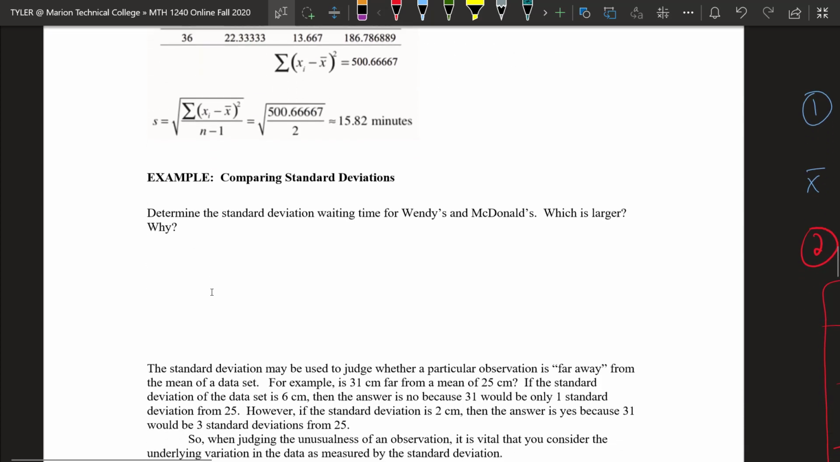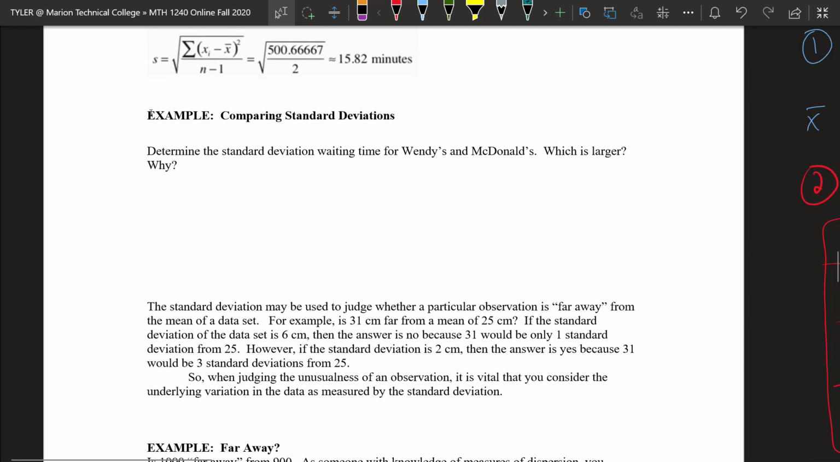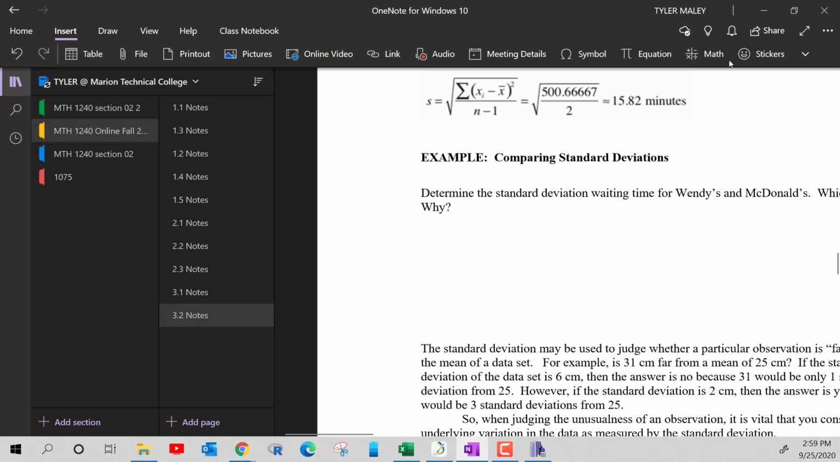Right? So then the next example is comparing standard deviations. So it says determine the standard deviation wait time for Wendy's and McDonald's, which is larger, and why. Right? So you could imagine, we could do this by hand, but we have 30 sets of data for each thing, so that's pretty time consuming, right? So I would definitely use StatCrunch to help with that.